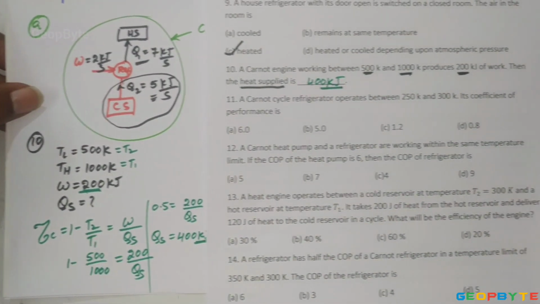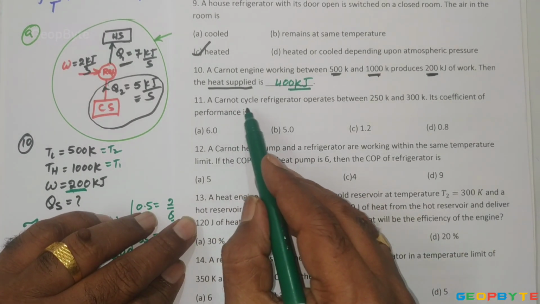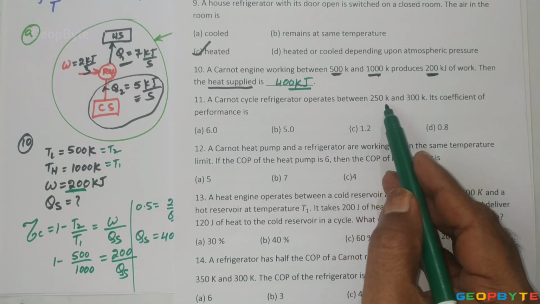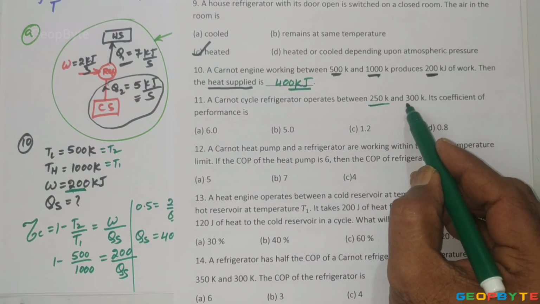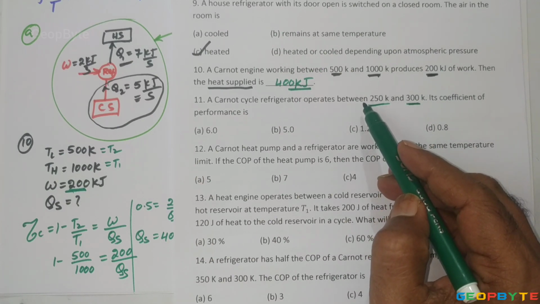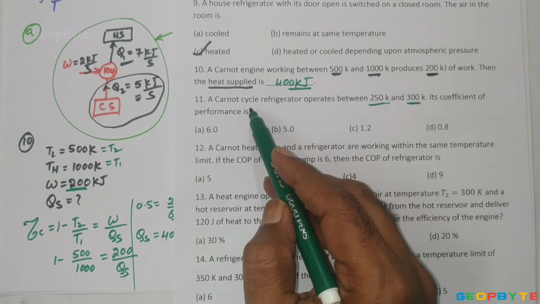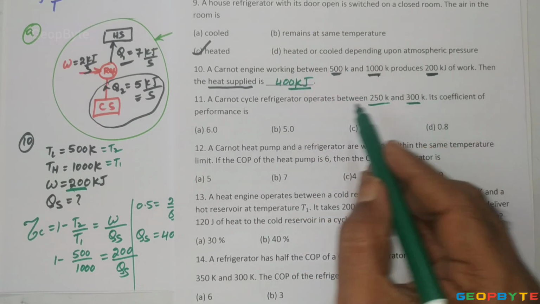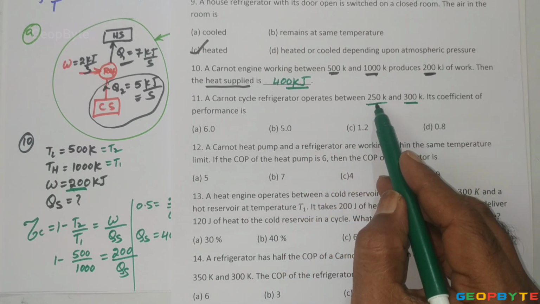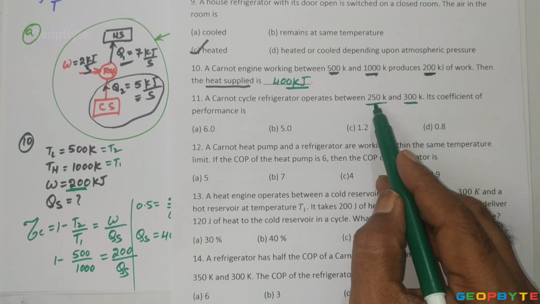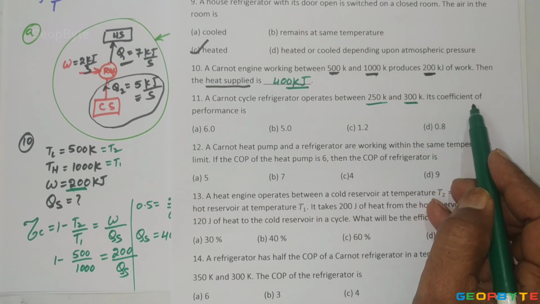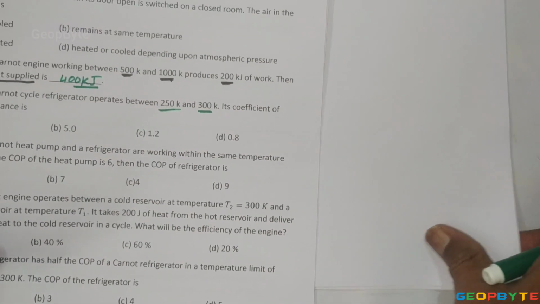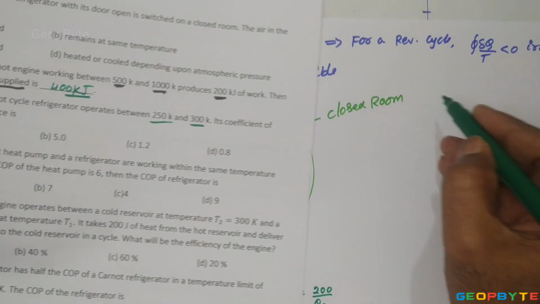Next problem. A Carnot cycle refrigerator operates between 250 Kelvin and 300 Kelvin. This is the problem for a refrigerator working with the Carnot cycle, the previous was for the heat engine working with the Carnot cycle. The Carnot refrigerator is working between the temperature limits of 250 Kelvin and 300 Kelvin. Its coefficient of performance is asked. This is the 11th problem.